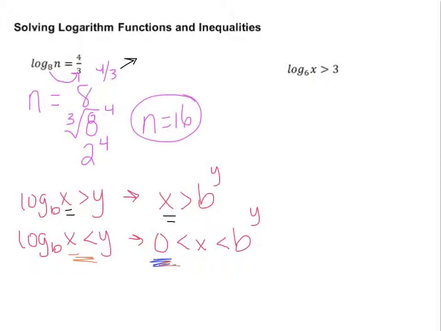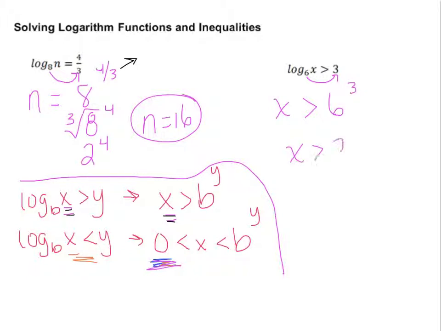Okay, second one, we're going to rewrite it. So keeping in mind what we just talked about, x is on the left, x has to stay on the left, so we'll have x, and it's greater than, so we don't have to worry about the 0 part of it. So x is greater than 6 to the 3rd, and 6 to the 3rd is 216, so x is greater than 216. Alright, we're going to do a couple more examples here.